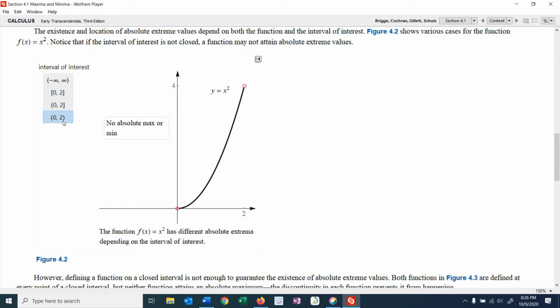You could also have the case where it's continuous on an open interval, where both of these are not included, the 0 and the 2 are not included in the interval. And in that case, you don't have either. You don't have an absolute max or an absolute min. So you have continuity, but you're not having continuity on a closed interval. That's the issue.